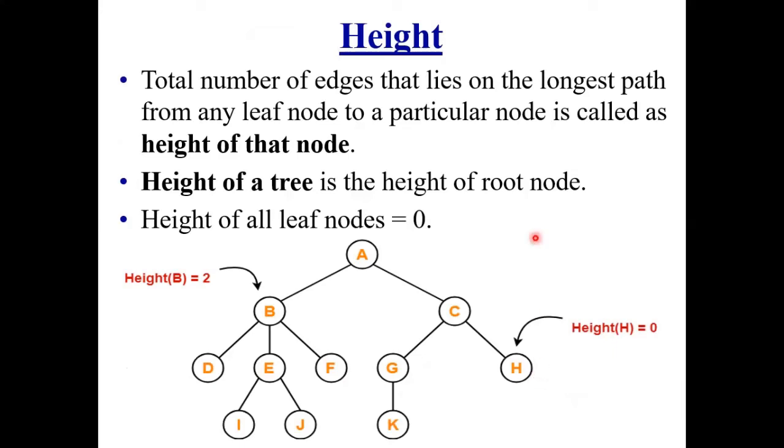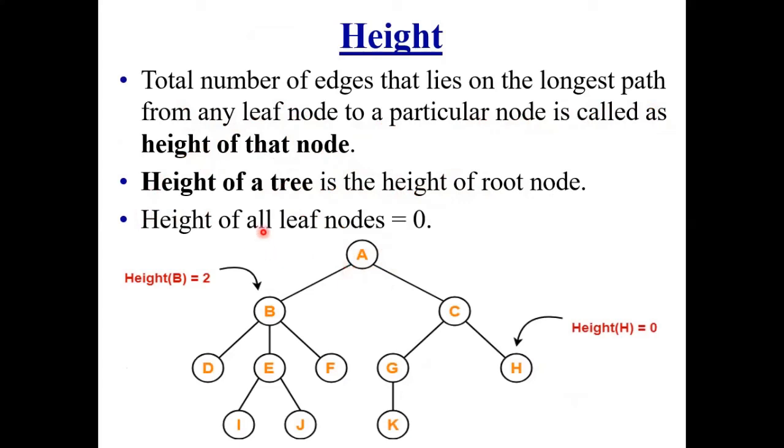So what is the height? The total number of edges on the longest path from any leaf node to a particular node is called the height of that node. Any number of edges from a leaf node to that particular node is called the height of that node. The height of a tree is the longest path, the height of the root node. The height of the root node is the height of the tree.